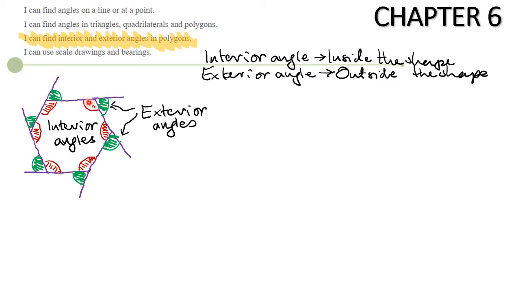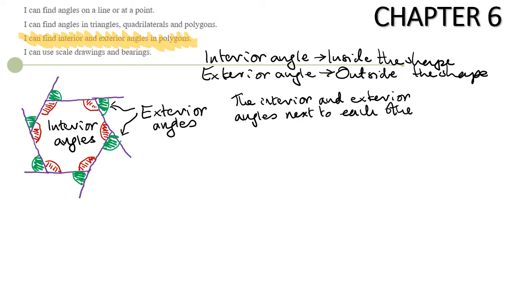Now, because these two angles are on a straight line, the interior angle plus the exterior angle next to it always add up to 180. So let's write that down. The interior and exterior angles next to each other add up to 180 degrees. Okay, this is going to be useful later on.